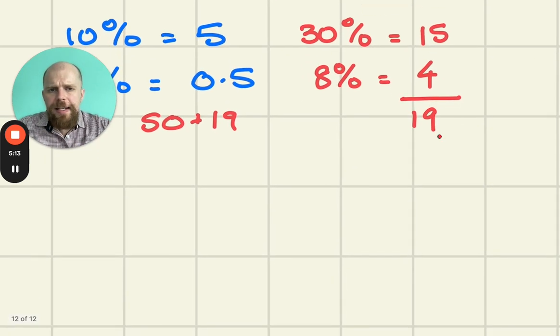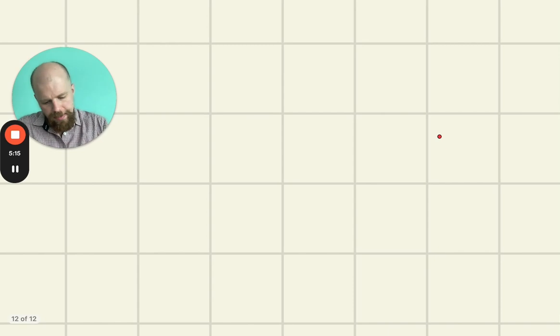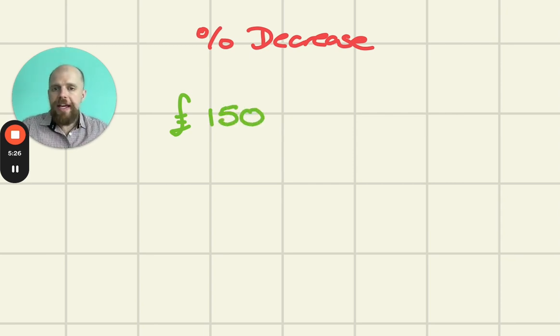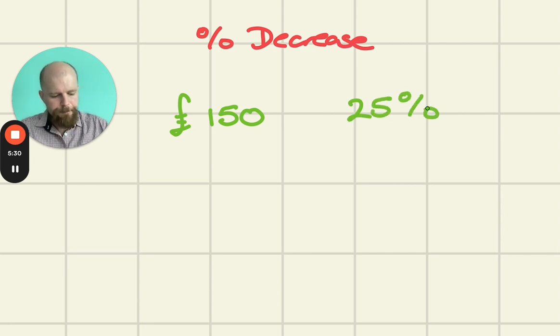Let's do exactly the same thing for percentage decrease. Now, a percentage decrease might be like a sale. Let's say that I've got a pair of shoes that cost £150, but they are in a sale of 25%. Well, 25%, if I'm taking that away from 100%, I'm left with 75%.